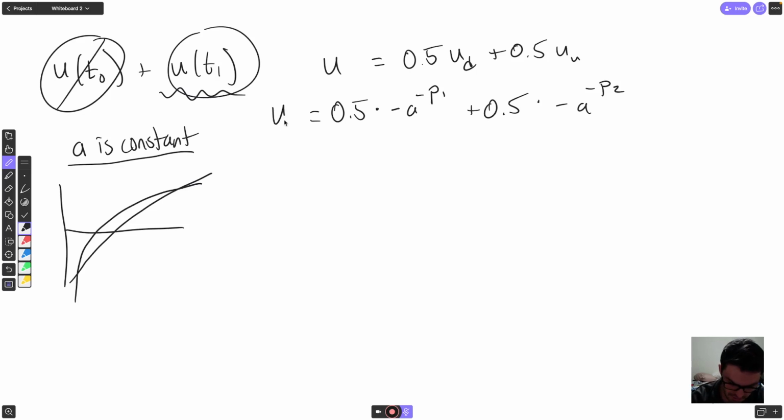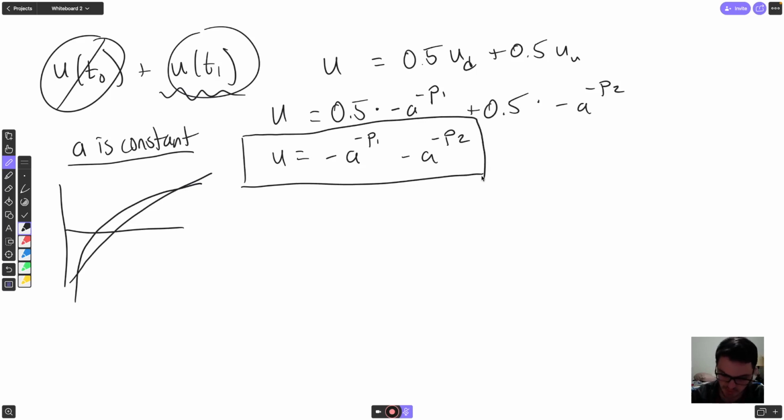Since this is a utility function, scaling doesn't matter. In particular, positive monotonic scaling doesn't matter, so let's pull out this 0.5. So let's just do negative A to the negative P1 minus A to the negative P2. Okay, so this right here is the utility function we're going to use. And our A is just sort of this free parameter that we can use to tinker with how curvy it is, okay?